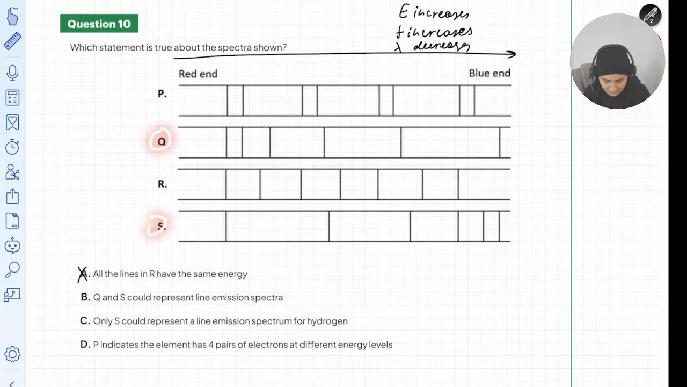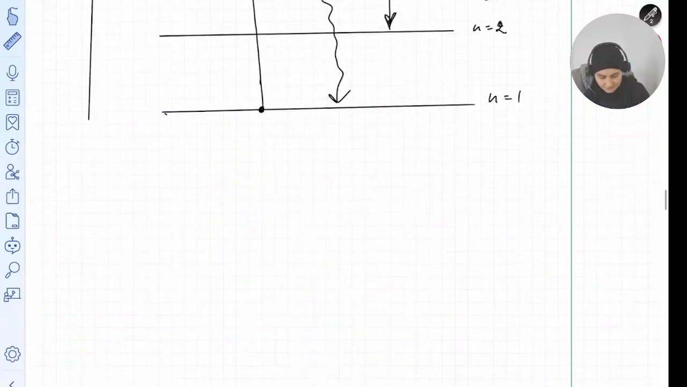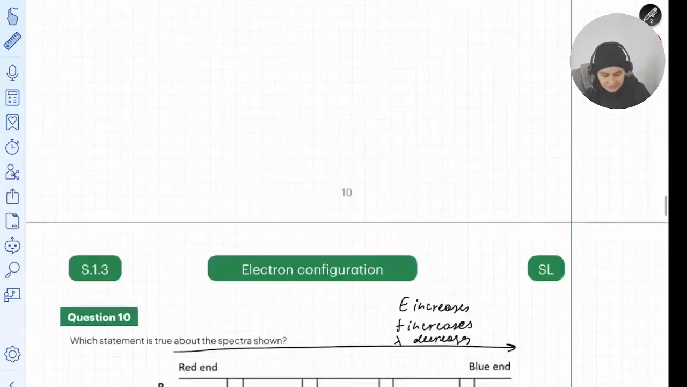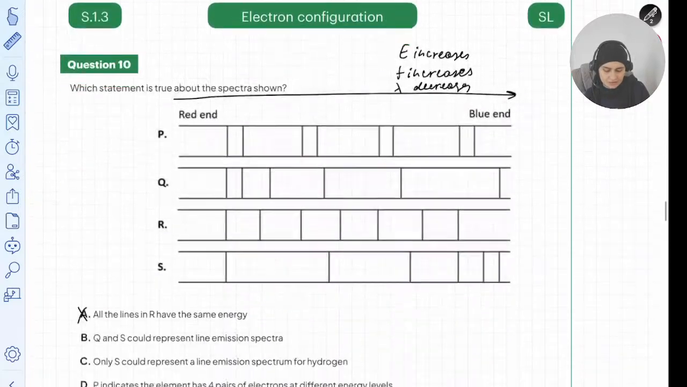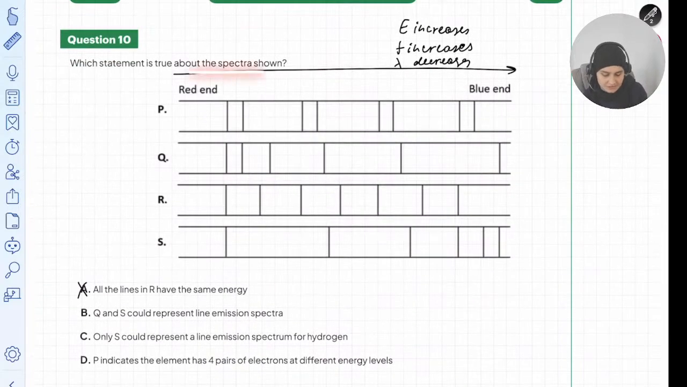B: Q and S can represent the line emission spectra. Well, that's when we need our small diagram, yeah? You see that as you move towards higher energies, the energy levels get closer to each other, which means that the energy gap between them becomes smaller. So the frequencies, or the lines, would converge at higher energy. So if energy increases that way, it means that lines have to converge, so become closer to each other here.